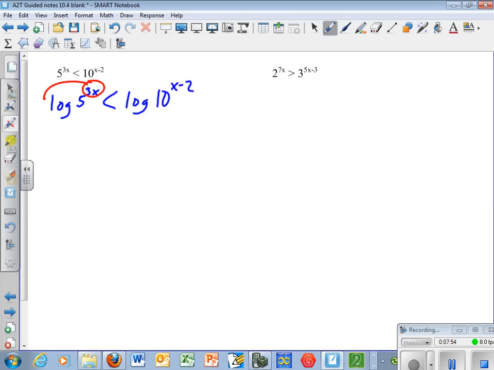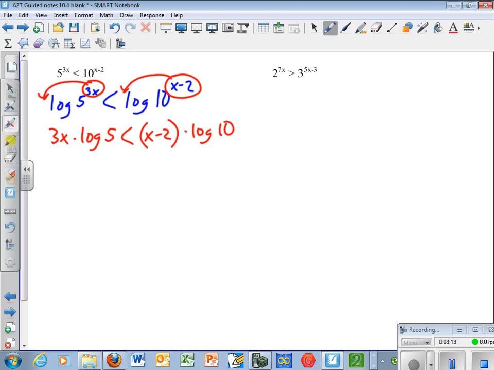Now this comes down in front. So I have 3x times the log of 5. This comes down in front also. So I have x minus 2. And I've got to multiply that by something, so I need to put the x minus 2 in parentheses times the log of 10. So there's what I have so far.